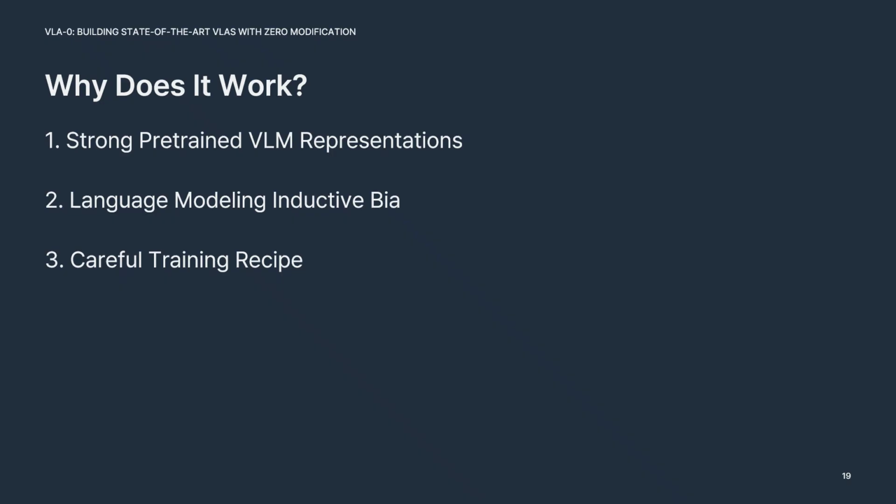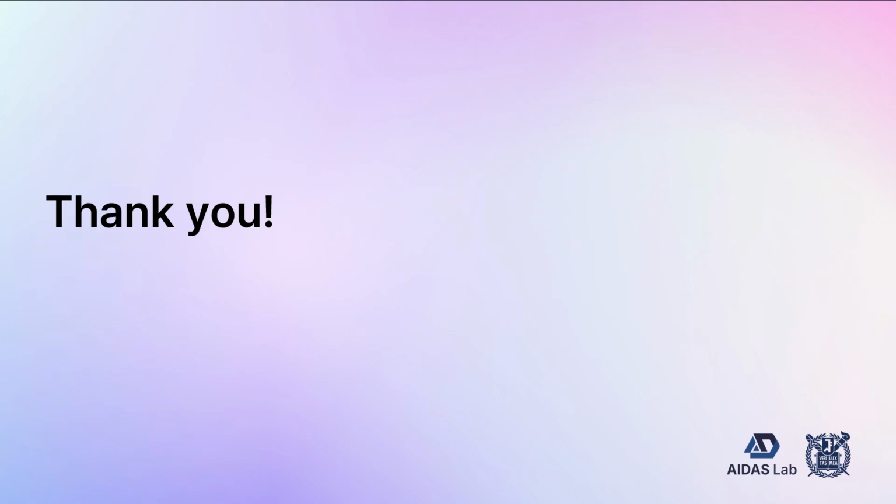The second reason is the language modeling inductive bias. LLMs are naturally good at predicting sequences, and actions are also sequences over time. By converting actions into integer strings, VLA-0 turns the problem into sequence prediction, something LLMs already handle well, so even without a diffusion head, the model can generate coherent action sequences. That's all. I'd be happy to take any questions.